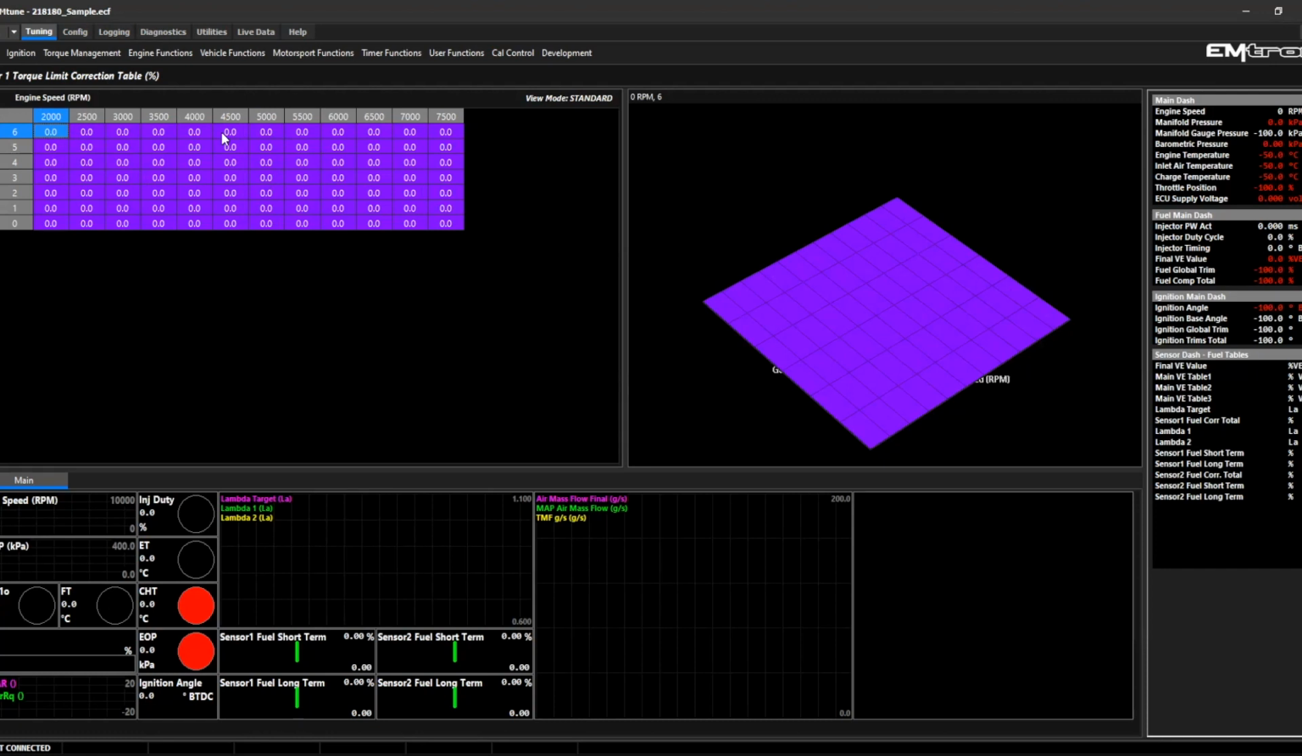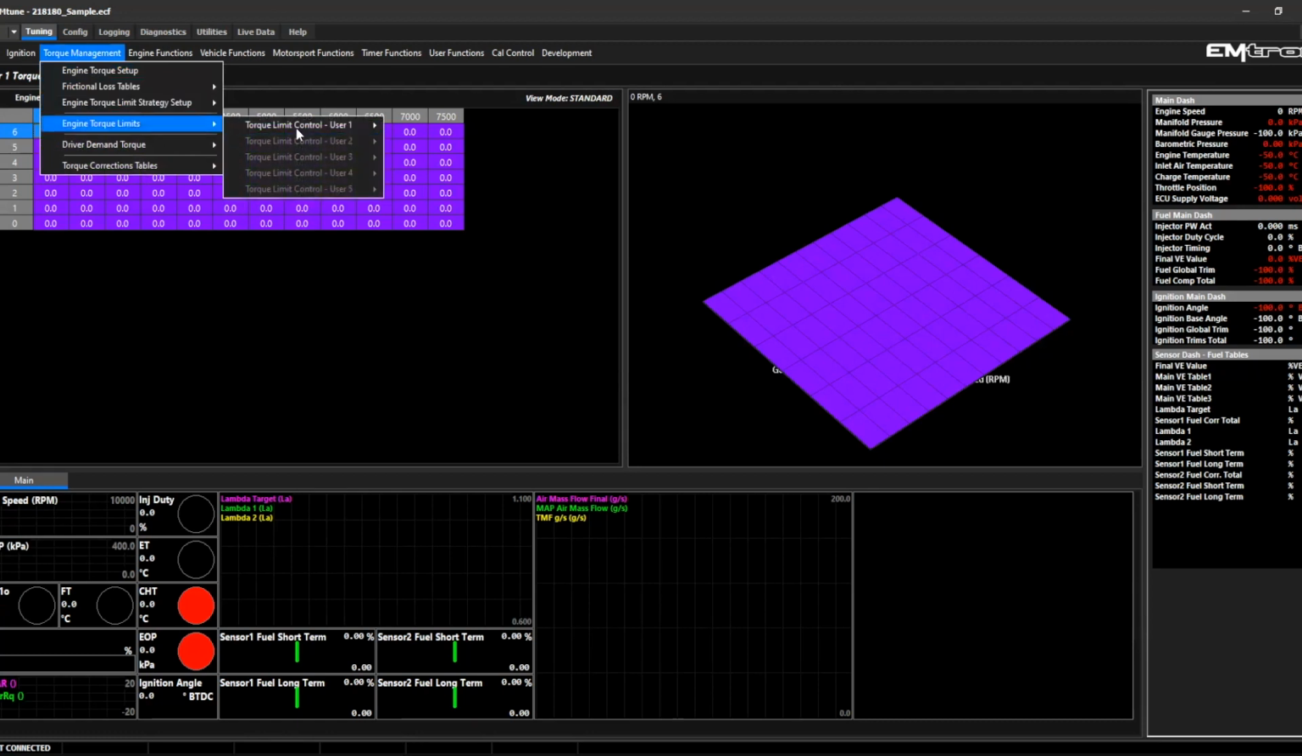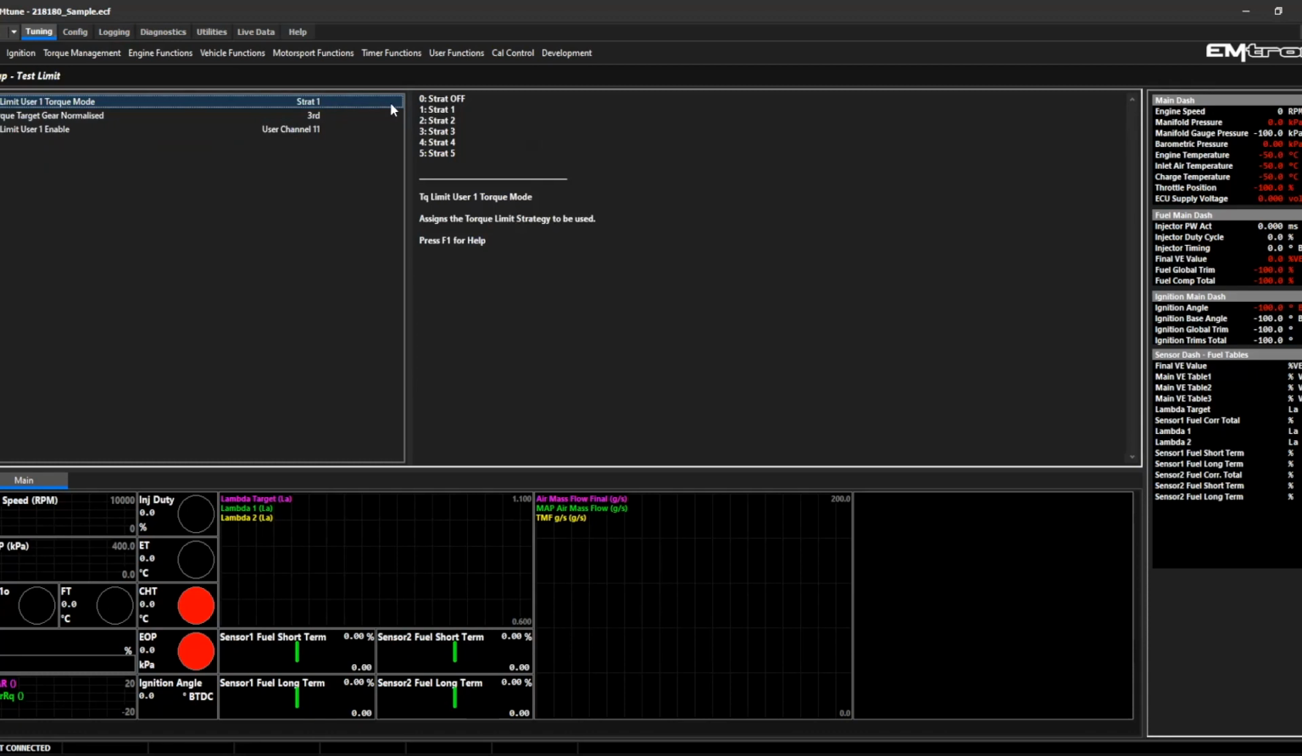So it's very useful, very powerful, and there are so many applications I can imagine people would want to use this for. As I said earlier, we have 5 of these that can be configured, and of course you may have different strategies that you want to set up for each torque. You don't have to just use strategy 1, you can pick whichever one you want.